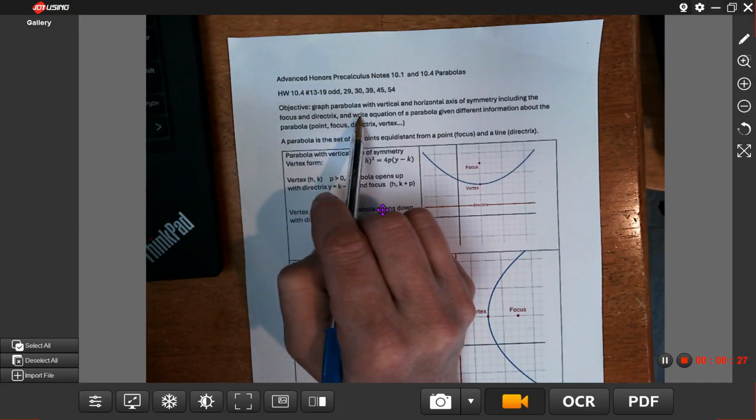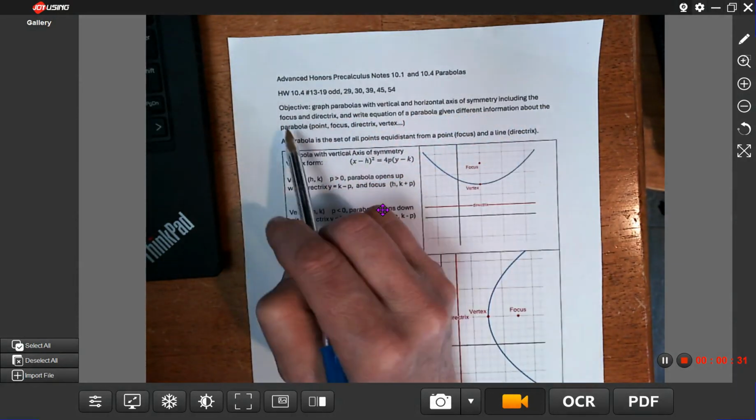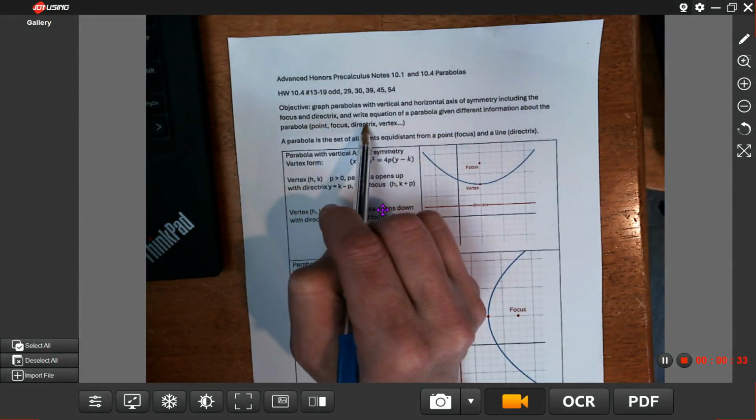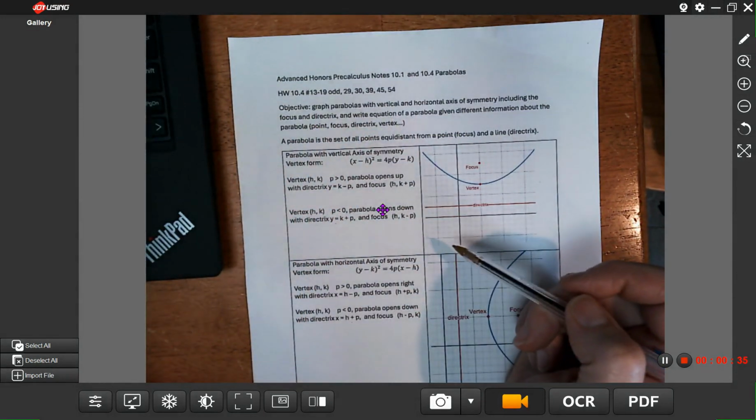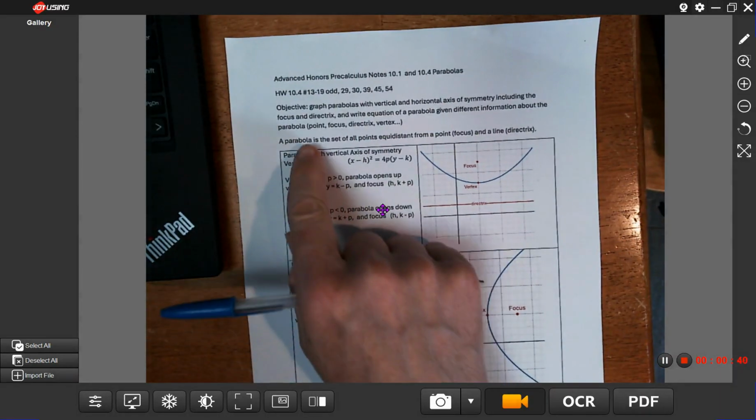graphing the focus and directrix, and we want to be able to write the equation of a parabola given different information, which might include a point, the focus, directrix, and vertex. So we're going to talk about what those things are in case you don't remember from Algebra 2.